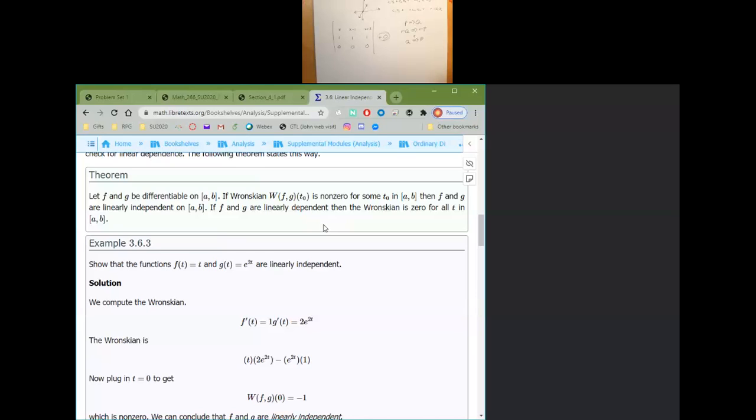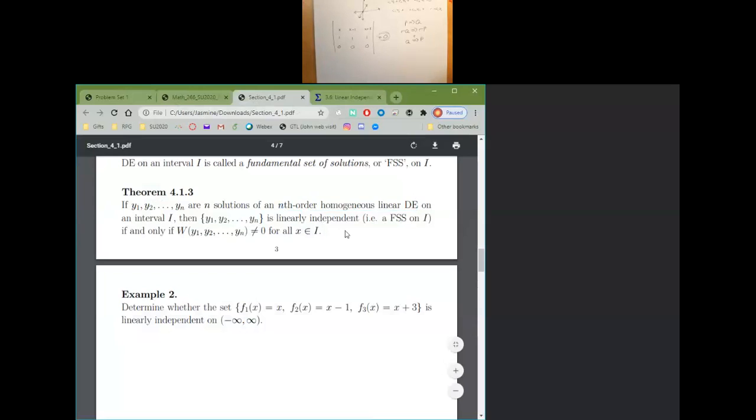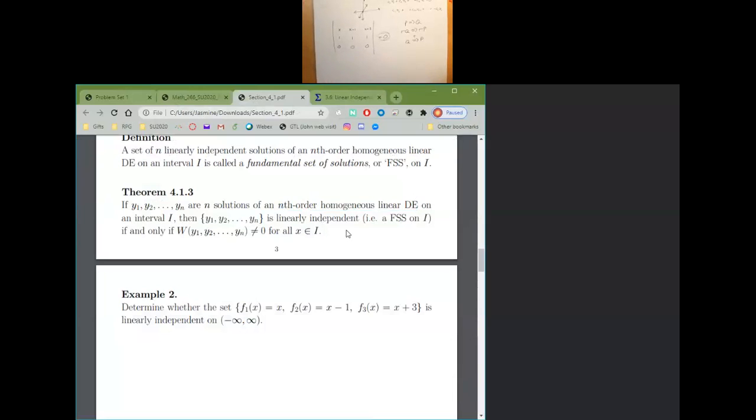So then how do we solve this example 2? The Wronskian won't work here. If it equals 0, then it won't be sufficient. That's the problem. So this is inconclusive.